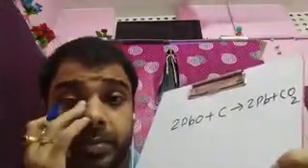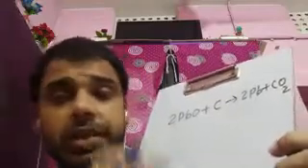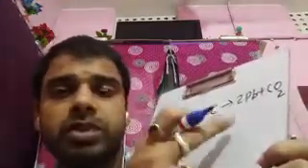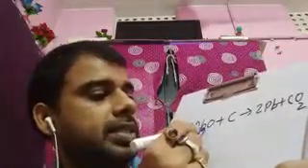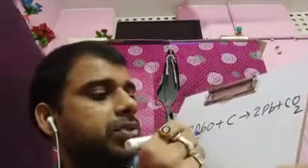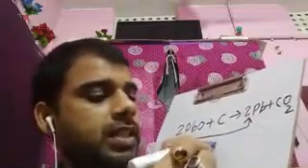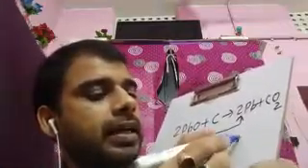Before seeing the options, you can find out which one is oxidation and which one is reduction. PbO is changing into Pb, meaning loss of oxygen, so this one is reduction. And carbon is gaining oxygen, so this one is oxidation. Now you can see the options given.